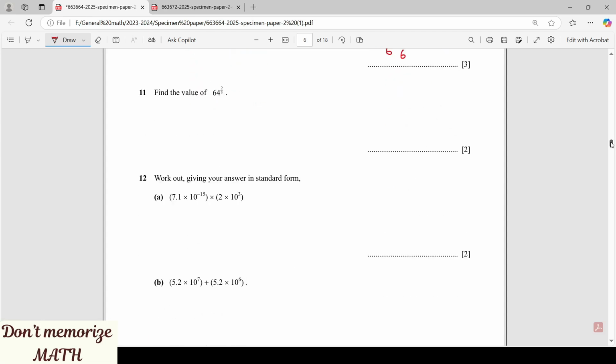To the next question, find the value of 64 raised to 2 over 3. Okay, so I will write that question here, 64 raised to 2 over 3. Always remember, whatever we have in the denominator will come inside the root. So 3 is the denominator, so 3 will come inside the root, and you will get the cube root of 64.